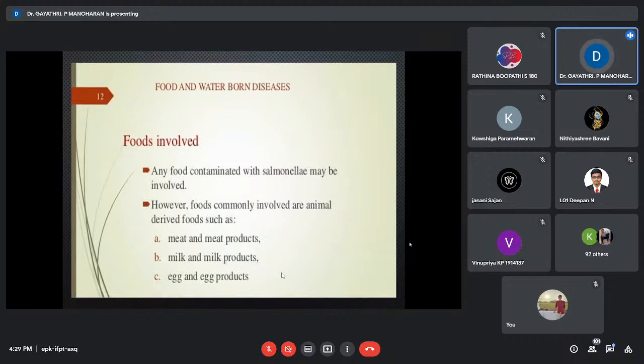What are all the foods involved in salmonellosis? If you see what foods, when eaten, may cause salmonellosis, and what foods are easily contaminated: any food contaminated with salmonella may be involved. However, foods commonly involved are animal derived foods such as meat and meat products, milk and milk products, egg and egg products. So we have to be very careful when we are cooking non-veg items.